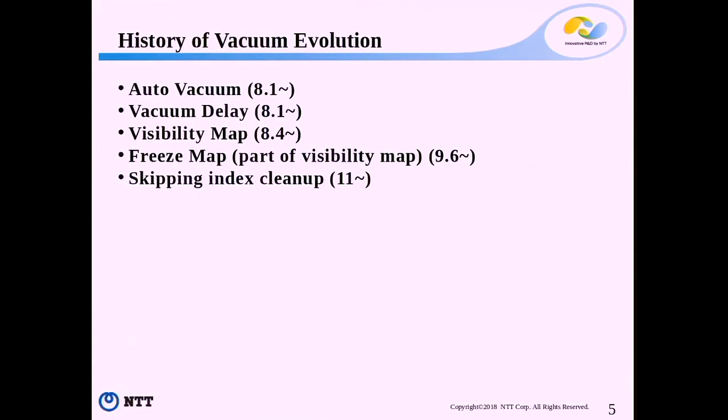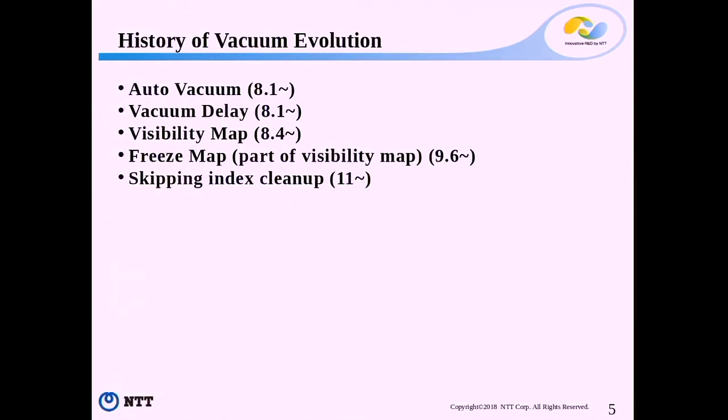And this is a brief history of vacuum evolution. The autovacuum feature was introduced in Postgres 8.1. And at 8.4, Postgres got a visibility map. I will explain about the visibility map later, but the visibility map can speed up vacuum. At Postgres 9.6, we got a freeze map. The freeze map is actually part of the visibility map, and using it makes vacuum faster, especially for very large and static tables. And at Postgres 11, we will have the skipping index cleanup feature. So as you can see on this slide, the vacuum feature has been improved for many years.